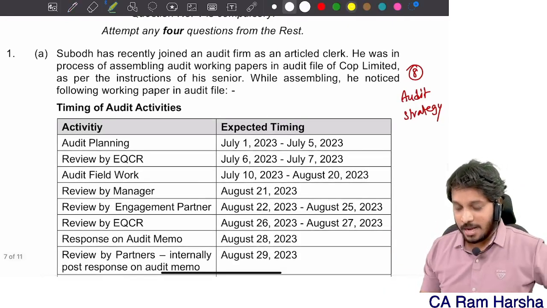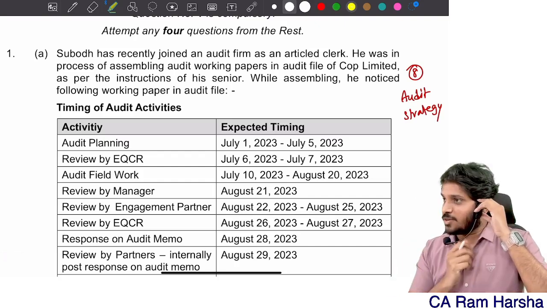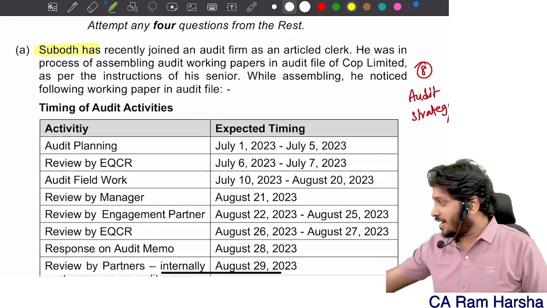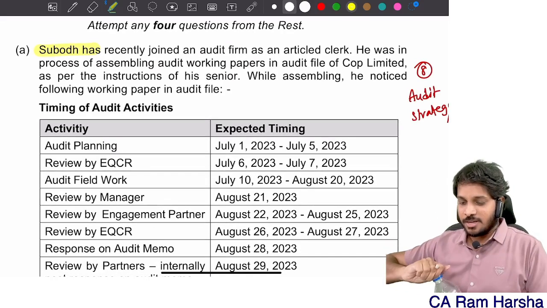Next. And I feel you're very participative also. Very good, Subodh. Yeah. My energy is also increasing. Just 2 minutes.